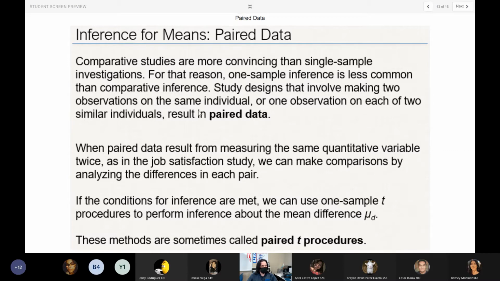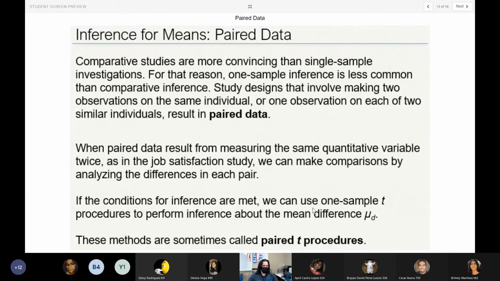Study designs that involve making two observations on the same individual or one observation on each of two similar individuals result in paired data. When paired data results from measuring the same quantitative variable twice, as in the job satisfaction study, which we may have seen in the past, we can make comparisons by analyzing the differences in each pair. If the conditions for inference are met, we can use a one sample t procedure to perform inference about the mean difference, mu sub d.